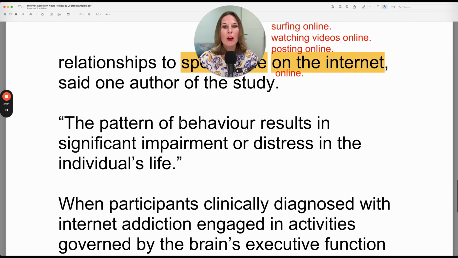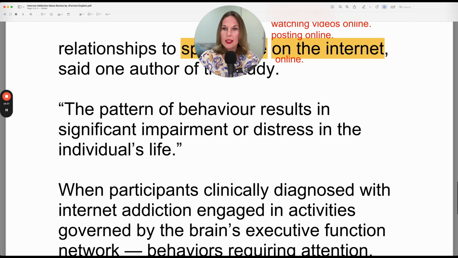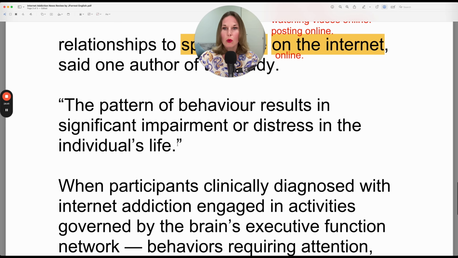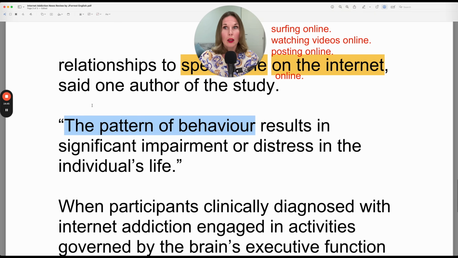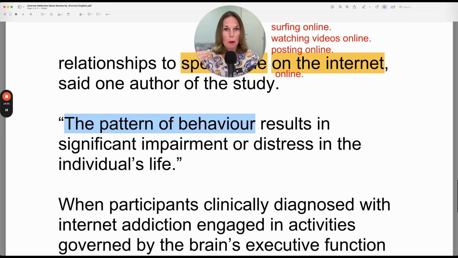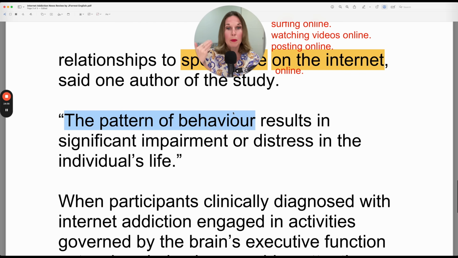The pattern of behavior results in significant impairment or distress in the individual's life. So the pattern of behavior, this would be spending too much time online. So the addiction to the internet. So the pattern of behavior, spending too much time online, results in significant impairment or distress in the individual's life.